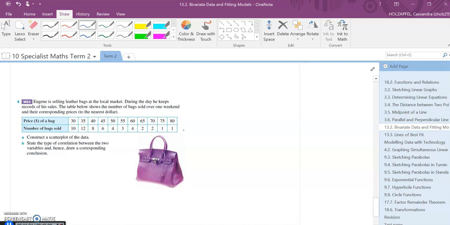Again, let's just think about this. Does the price of a bag depend on the number of bags sold, or does the number of bags sold depend on the price? I think the number of bags sold is going to be the dependent variable, and the price of the bag is going to be the independent variable. So all we're going to do is plot this, and then state the type of correlation between the two. I'm going to do that off screen.